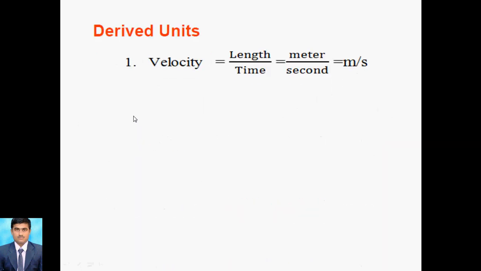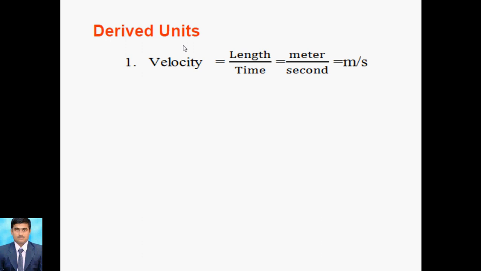The next relates with derived units. Actually the basic difference between the base units and derived units is that derived units are formed from base units like length, mass, and time. That's why they are called derived units. Suppose for example velocity. Velocity depends on length and time. That's why it is called a derived unit. But in the previous case, length depends on itself.